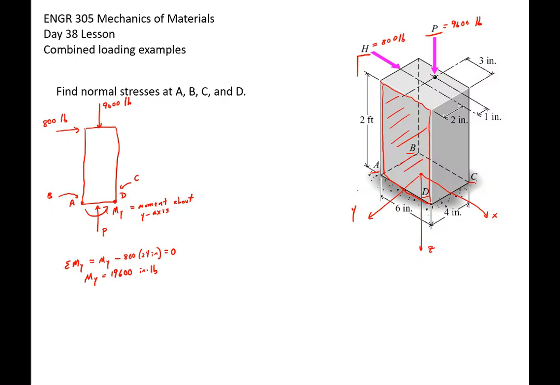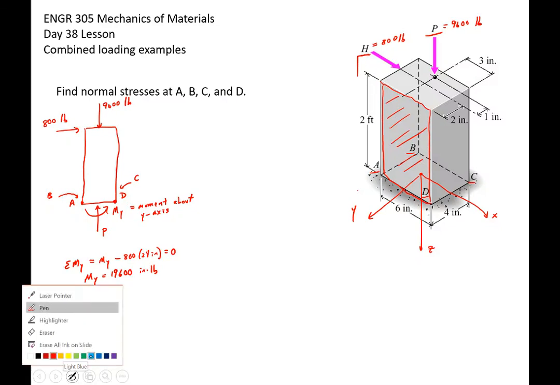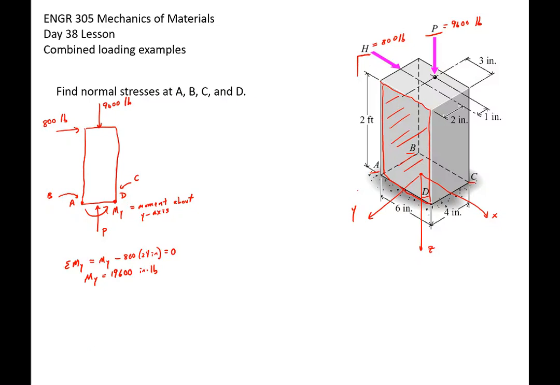So what I'm going to do here is change some colors just to make it clear what we're doing. So let's say that I've got some sort of axial stress, and I'll call that sigma 1. Right? That's the normal stress from the axial load.